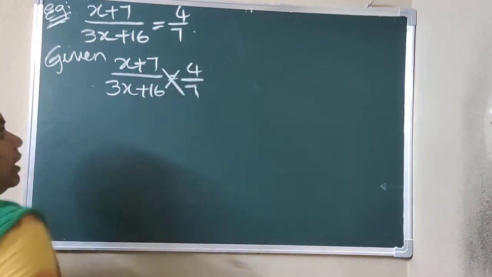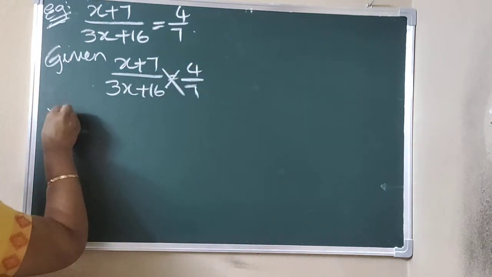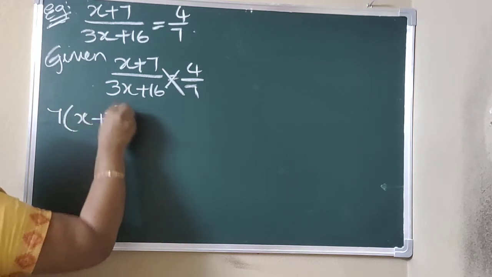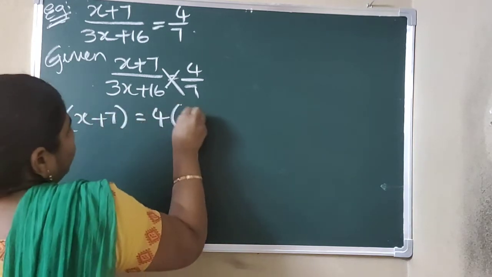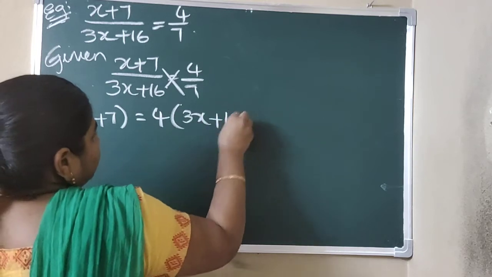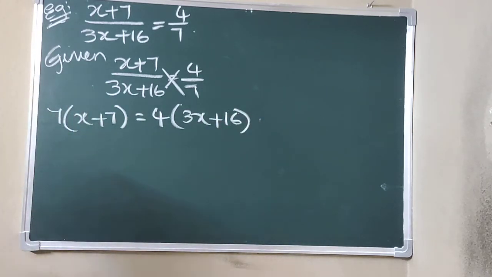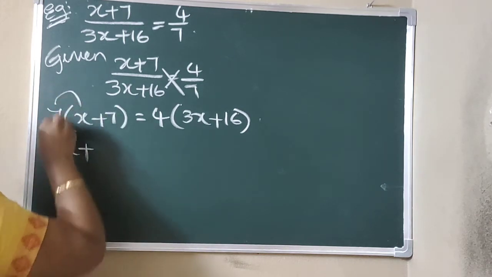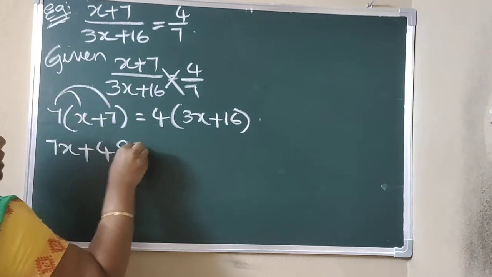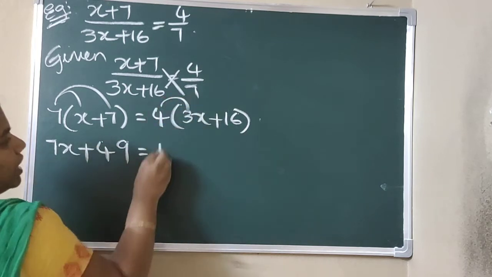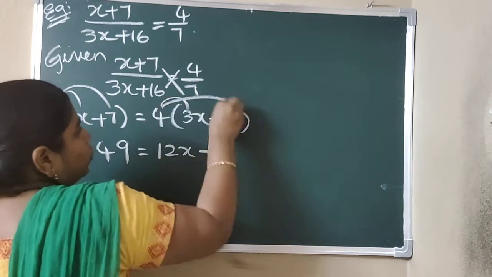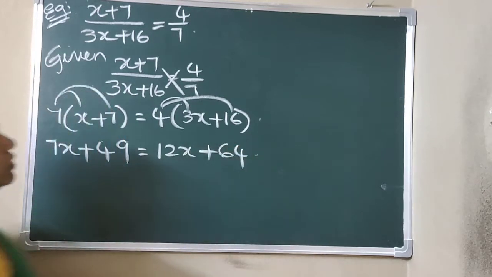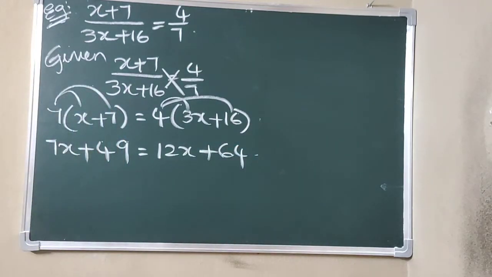Do cross multiplication. So it will be 7 into (x plus 7) is equals to 4 into (3x plus 16). So we have to multiply each and every term. So 7 into x is 7x plus 7 7s is 49 is equals to 4 3s is 12x plus 4 16s is 64. So what we have to do now? We have to bring all the variables to one side and all the constant values to other side.